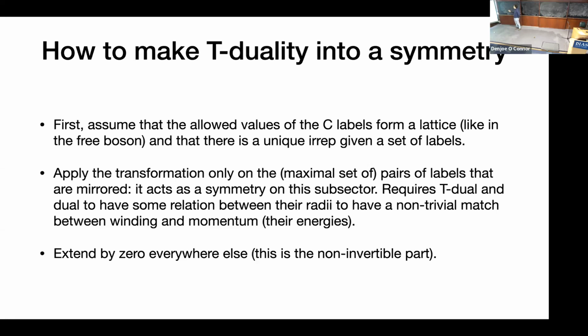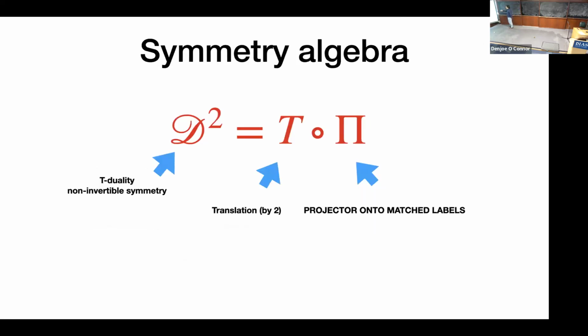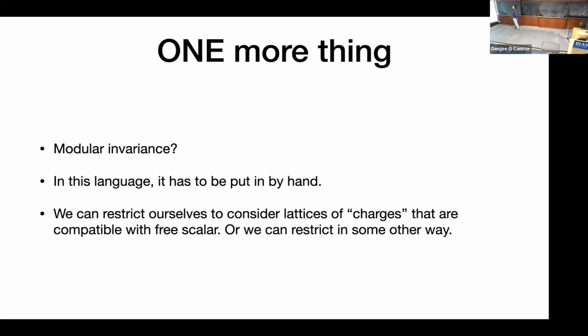So they have to have a non-trivial match between some of the winding and some of the momentum, which completes their switches. And as I said, you extend by zero everywhere else, and this is the origin. So the symmetry algebra is again d squared. There's this kind of T-duality transformation, which we want to upgrade to some sort of symmetry. You get translation by two, and you get the projector to match labels.